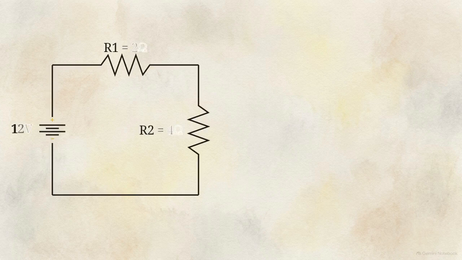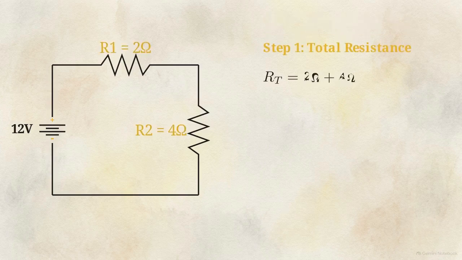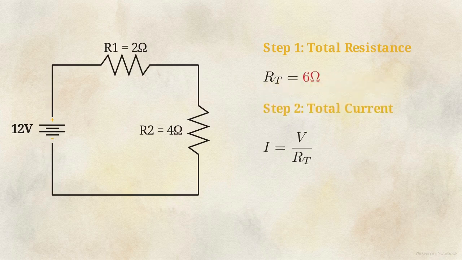Step 3. Calculate the individual voltage drop across the first component. 2 amps of current times 2 ohms of resistance means the first component requires 4 volts of pushing force. For the second component, 2 amps times 4 ohms means it requires 8 volts. The higher the resistance, the more voltage is required to push the current through it.